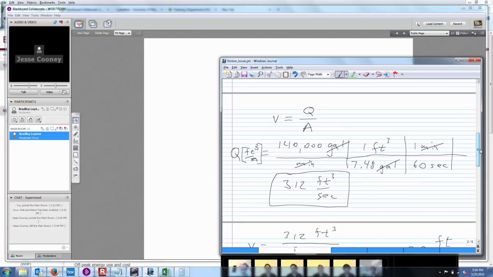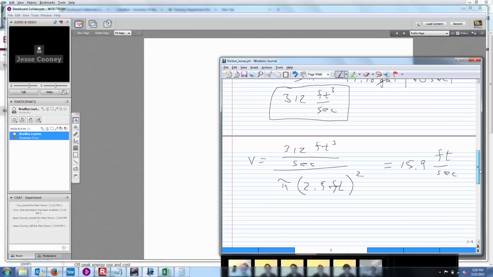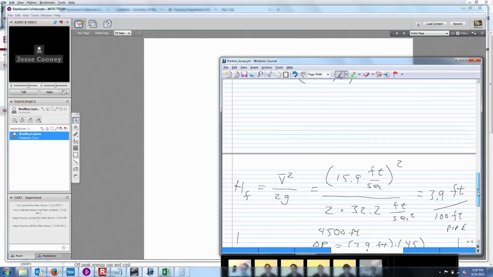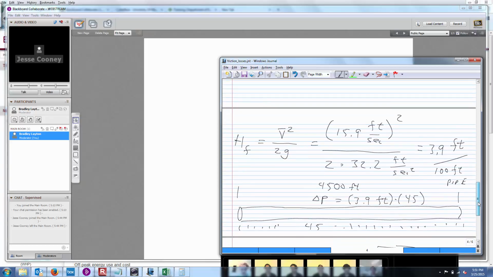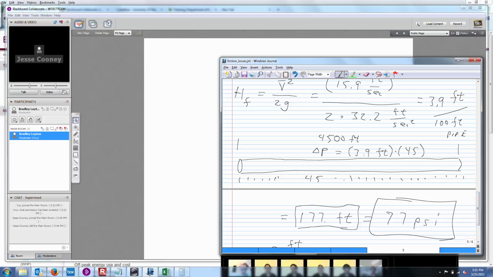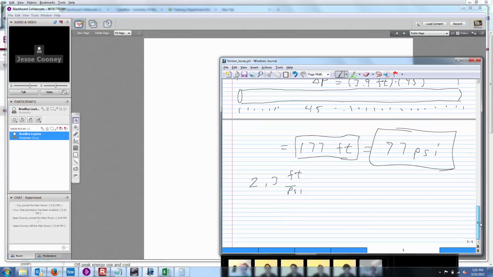We were given gallons per minute. We converted that to cubic feet per second, just using normal dimensional analysis, nothing fancy. Came back with a velocity of 15.9 feet per second. Converted that into a head loss of 3.9 feet of head loss per 100 feet, and came up with a total loss of 177 feet. All right, so now let's get into the next little bit here.